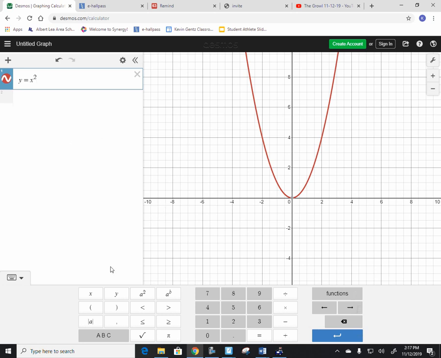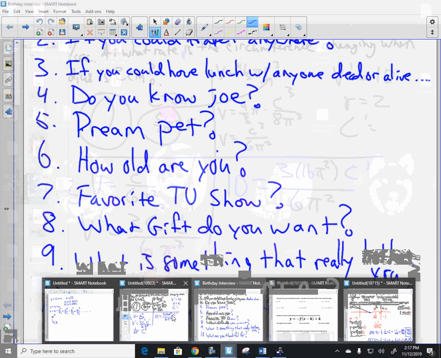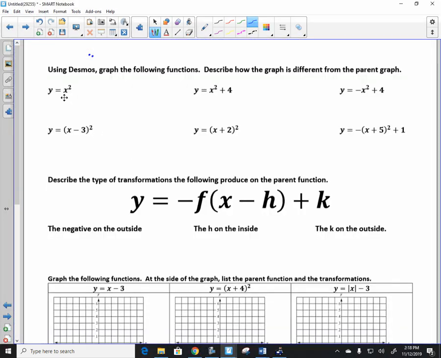So I take the first function. So as I'm looking at this screen right here, where is all my stuff? Oh, here we are. Y is equal to x squared. I want to see what happens to it if I graph y equals x squared plus 4. Anybody want to make a prediction what's going to happen if I add 4? Well, let's check it out.